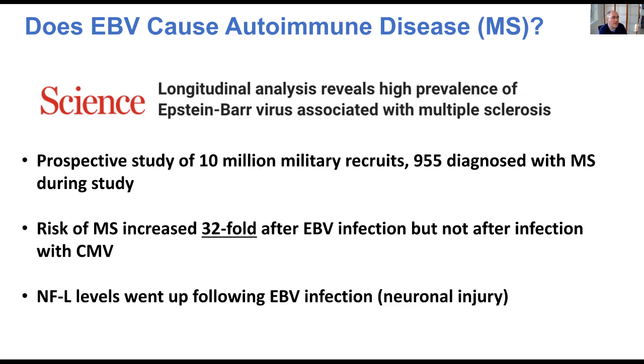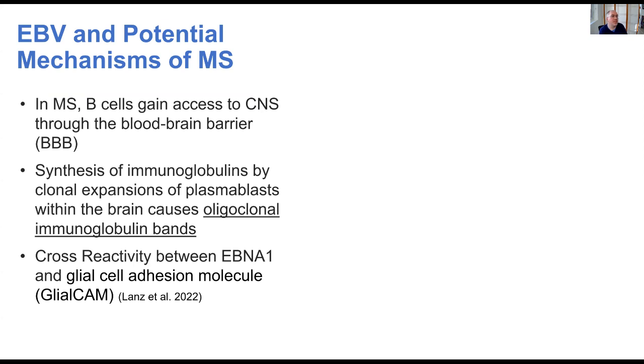And they basically saw that the risk of MS increased 32-fold after EBV infection, but not after CMV infection, another human herpes virus that has a latent form. They also saw inflammation, so NFL, or neurofilament light chain, a marker of neuroinflammation, goes up. Now, I know there have been some critiques about this, whether this may be an overestimate, given some of the selection bias within this cohort. But I think it does show that with larger studies, perhaps we can start to see some of these relationships more clearly. Obviously, as we talked about before, there are potential mechanisms that can lead to MS and potentially other rheumatologic or autoreactive conditions.